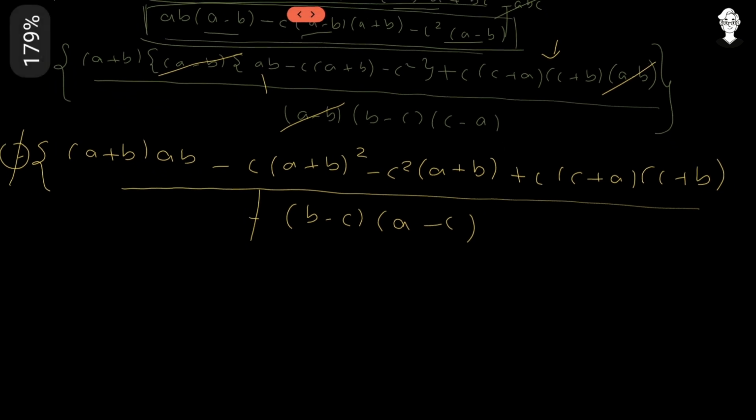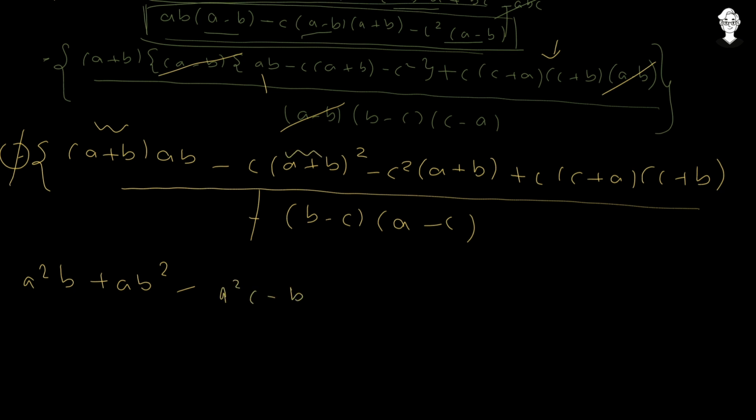Okay, now let us open the bracket in the numerator. So over here we will get a square b plus ab square minus, now if I open the bracket with the identity and multiply with c, I will get a square c minus b square c minus 2 times abc, negative c square a and negative c square b, that is this thing.